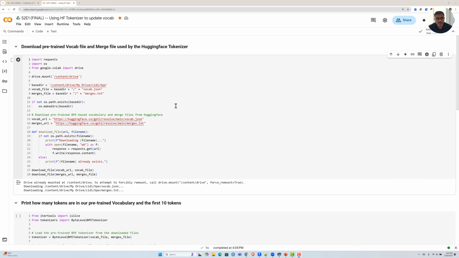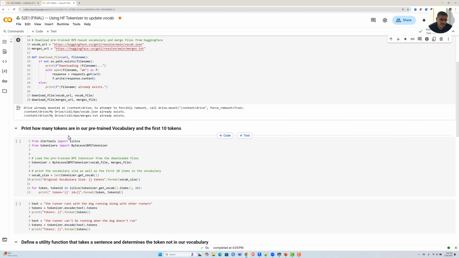Now, for our second demo, what we will see is how we can use the Hugging Face GPT-2 tokenizer and how we can add new tokens to that tokenizer so that you can use it in your NLP projects. The first thing I'm going to do here is download the GPT-2 vocab as well as the merge files. Remember that this is based on the byte-level BPE algorithm. Okay, so I've downloaded that.